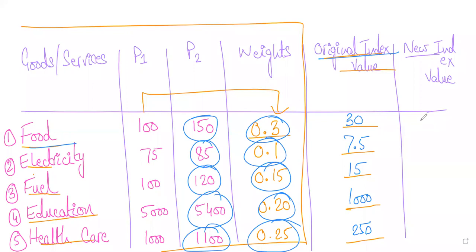Now 150 times, I'm just writing this down directly so you can also verify the calculations. So that will be 85 times 8.5. Then you have 120 times 0.15, that gives you 18. Then the next one gives you 5400 times 0.2, which is 1080. And the last of all is 1100 times 0.25, which is 275.